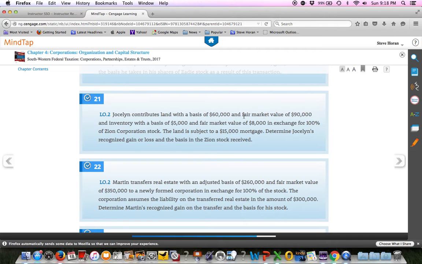Question 22 says Martin transfers real estate with an adjusted basis of $260 and fair market value of $350 to a newly formed corporation in exchange for 100% of the stock. The corporation assumes a liability on the transferred real estate in the amount of $300,000. Determine Martin's recognized gain on the transfer and the basis of his stock.